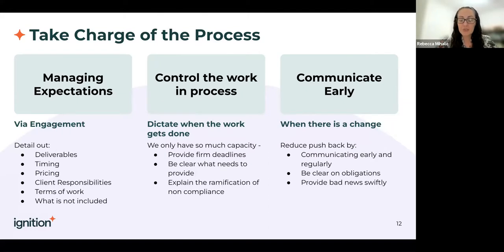And engagements are a perfect way to do that, because it will detail out everything that you and your client need to know to go through that client relationship, and will also set a foundation of how scope creep will be managed. Controlling the work-in-process is the next most important part, because this is all about you taking control of when the work for your client will get done, as opposed to having to jump every time they call or send you an email.